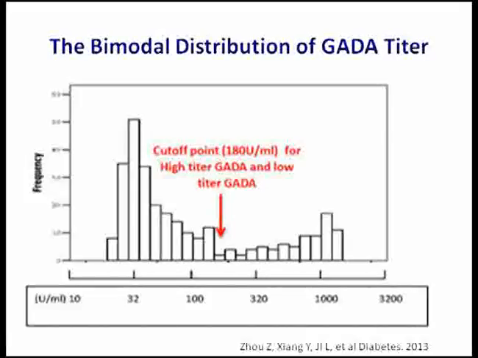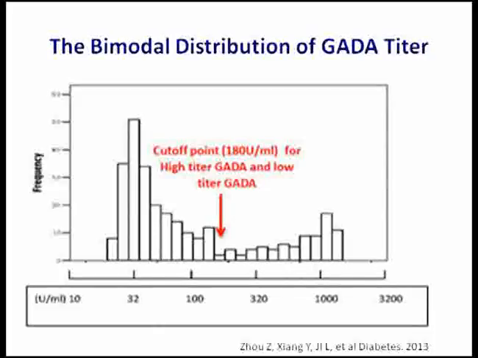And when they estimated these antibodies in these LADA patients, they found that these had a bimodal distribution. There were patients with high titer antibodies who behaved differently and resembled type 1 patients, and there were patients who had low antibodies who clinically resembled type 2 patients, and the cutoff point being 180 units per ml.